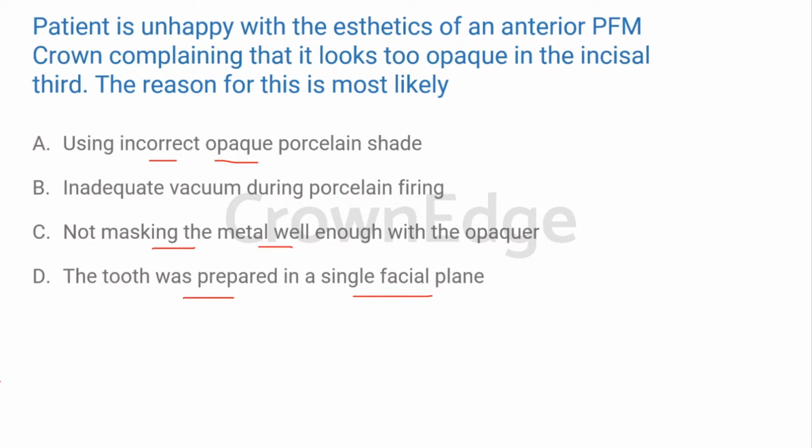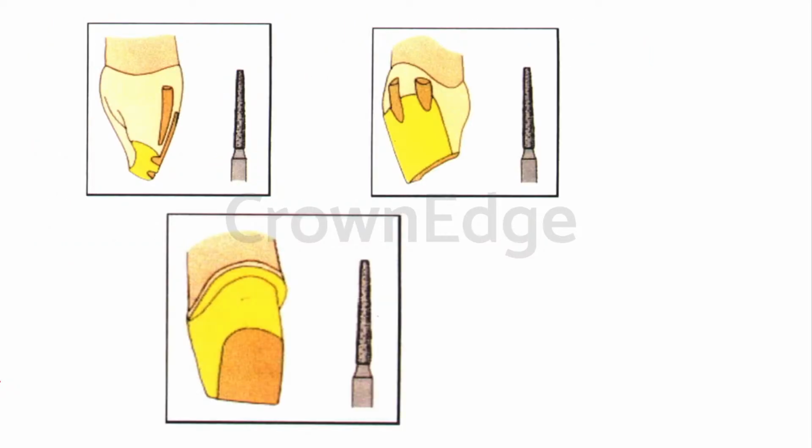So ideally, what we do is we do a preparation in three different planes. I'm going to explain first from the preparation aspect and then from the ceramist's point of view. Suppose you're doing a PFM preparation or an all ceramic. This is your flat end taper bur. A flat end taper bur helps you give a nice shoulder finish line.